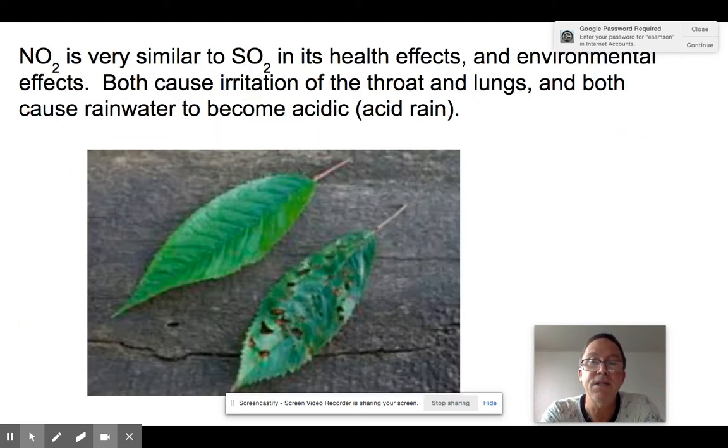Well, it's very similar to SO2. Instead of making sulfuric acid, it makes nitric acid. Again, not a great thing. So it's another component of acid rain, acid precipitation. Very similar effects. When it's breathed into your lungs, it turns into nitric acid. And same things: it makes it very difficult for plants to absorb nutrients, and it damages human respiratory and pulmonary systems.